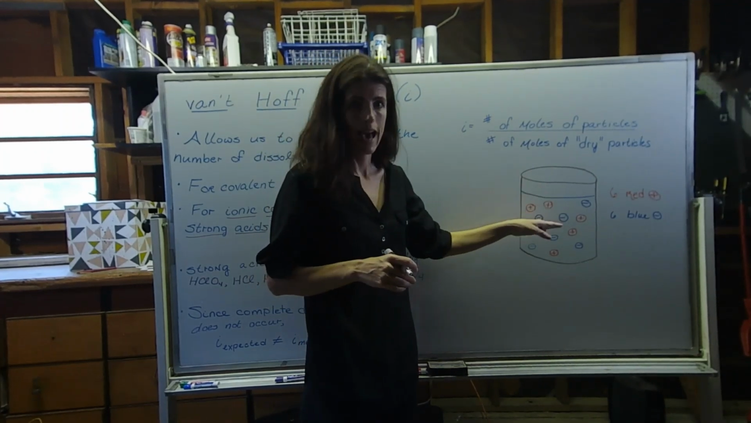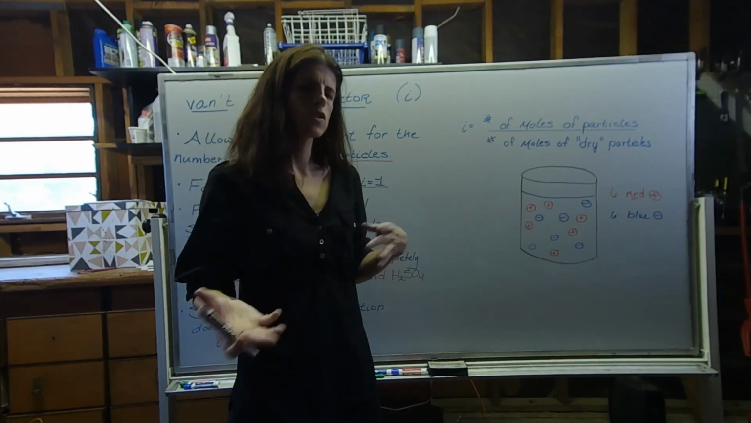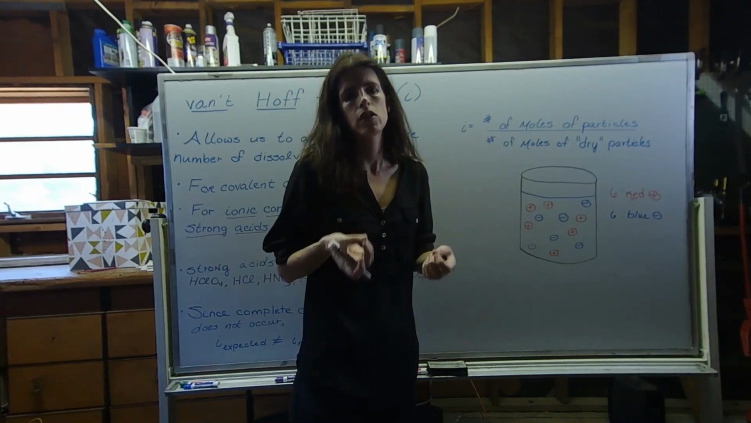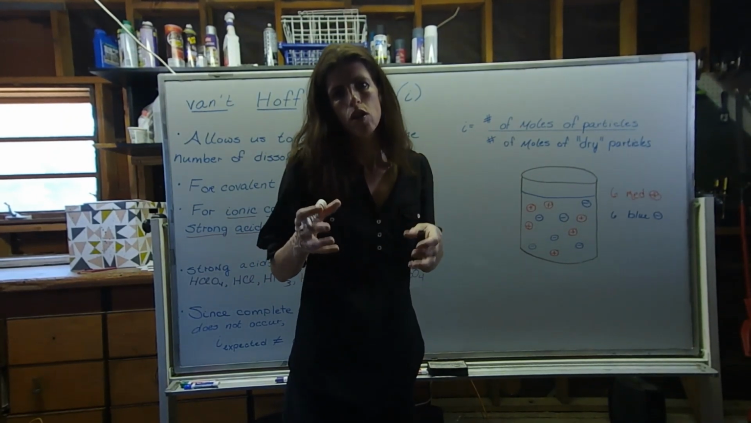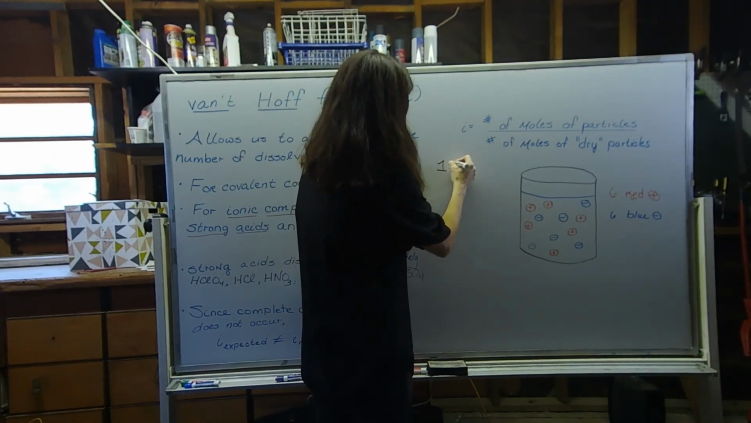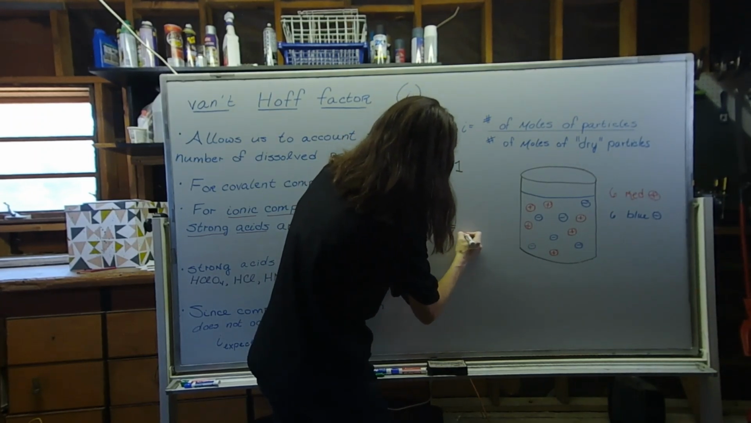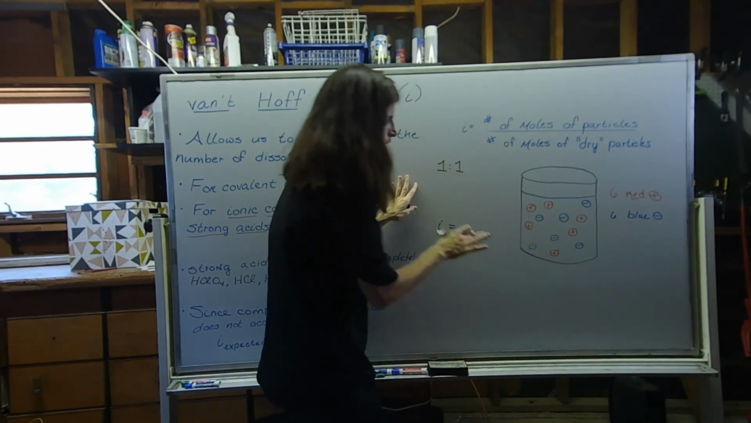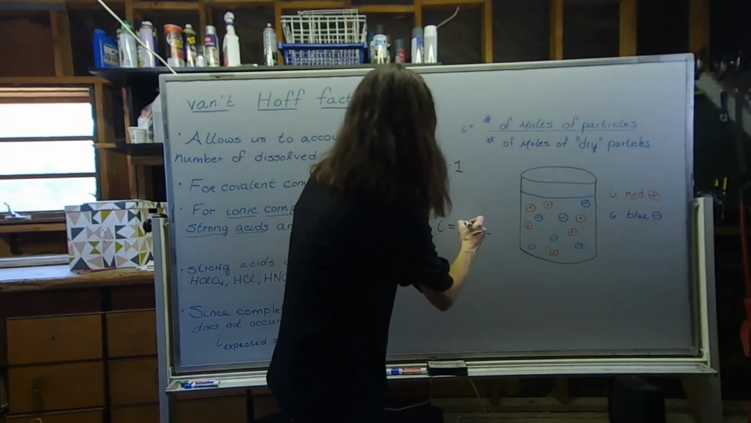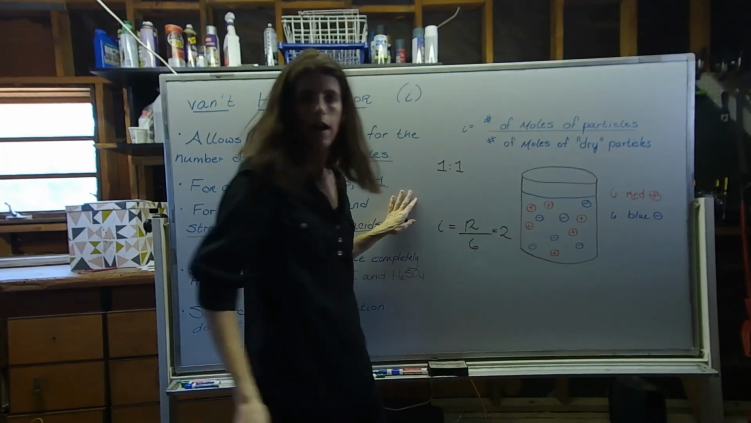There's 6 red cations and 6 blue anions. And because there's a 1-to-1 ratio between the two, it leads me to believe that there were 6 compounds in the dry form. So I'm going to put a 6 on the bottom of my equation here to solve for i. Now in solution, there's 12, and we can just physically count them. So I'll do 12 divided by 6, and that gives me an i value of 2.